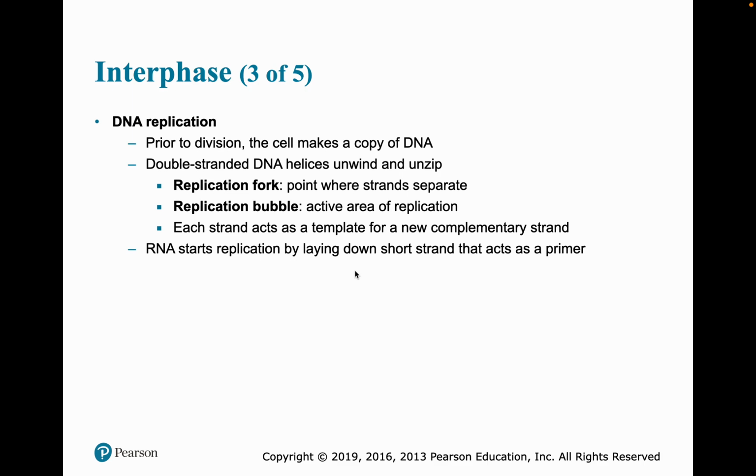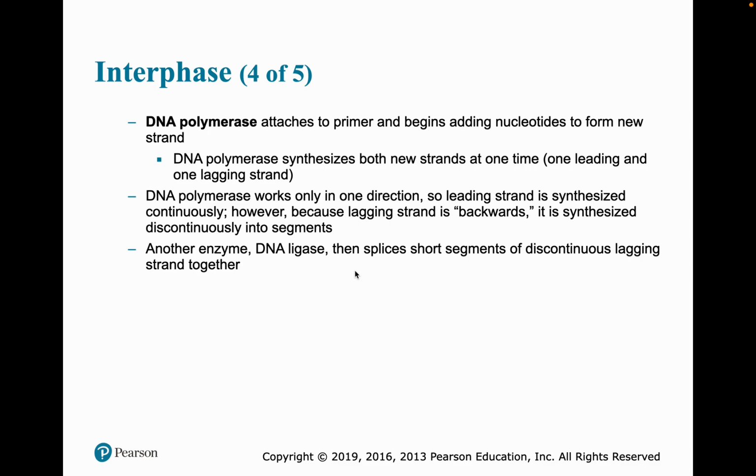Double-stranded DNA helices will unwind and unzip. A replication fork will form where they separate, and then a replication bubble can be observed where there is active replication going on. Each strand serves as a template for the new strand, so we end up with semi-conservative replication. And we also have to get this started using a primer that starts with RNA, and that RNA will have to later be replaced by DNA.